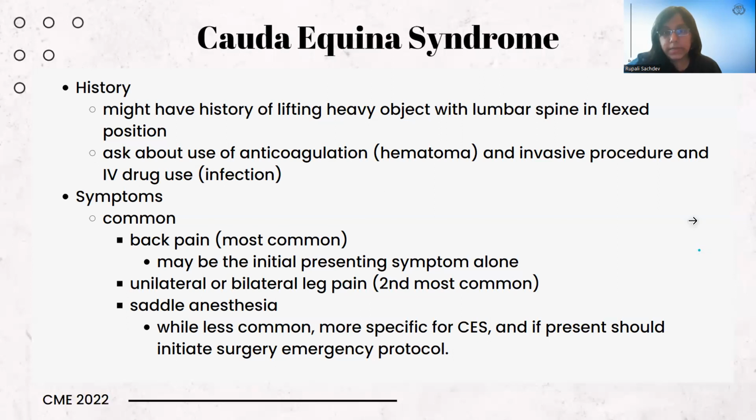So what is the history? The patient will usually have a history of lifting heavy objects with the spine in flexed position. And you can also ask them if they are taking any medications. If they're taking any anticoagulants, especially elderly people, patients who have a history of MI, who are on heparin or warfarin, things like that.